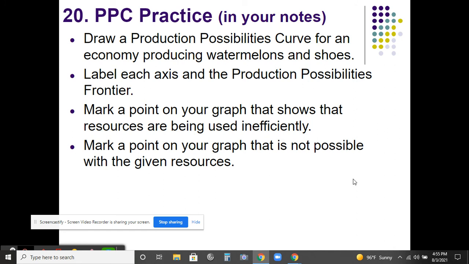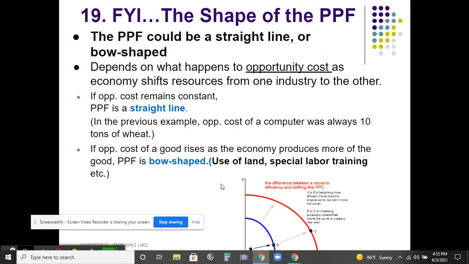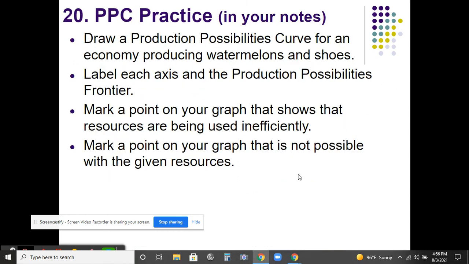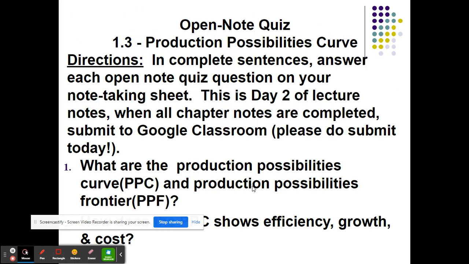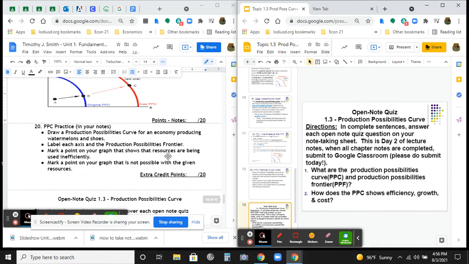Draw a production possibility curve for an economy producing watermelons and shoes. Label each axis in the production possibility frontier. Mark a point on your graph that shows that resources are being used efficiently. Mark a point on your graph that is not possible with given resources. All right, let's see if I can do that on my notes. How can I do it quickly and easily? Well, the good news is I got some tools here.